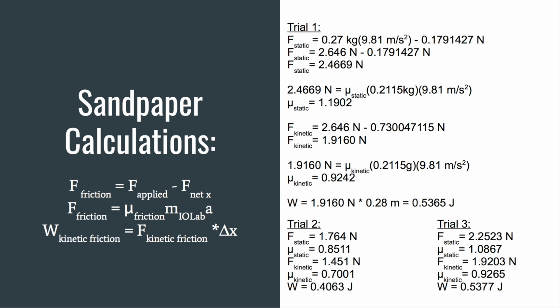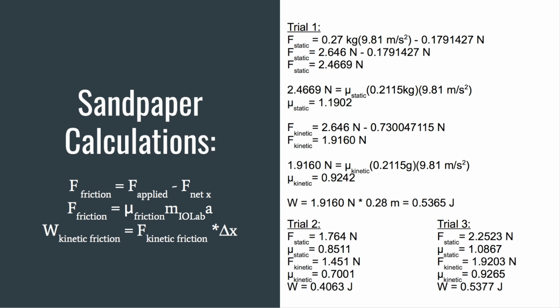The methods used to find the static and kinetic forces of friction and the static and kinetic coefficients of friction were similar to those used to find those values for the table. The static force of friction for trial 1 on sandpaper was found to be 2.4669 newtons. The static coefficient for sandpaper, trial 1, was found to be 1.1902.